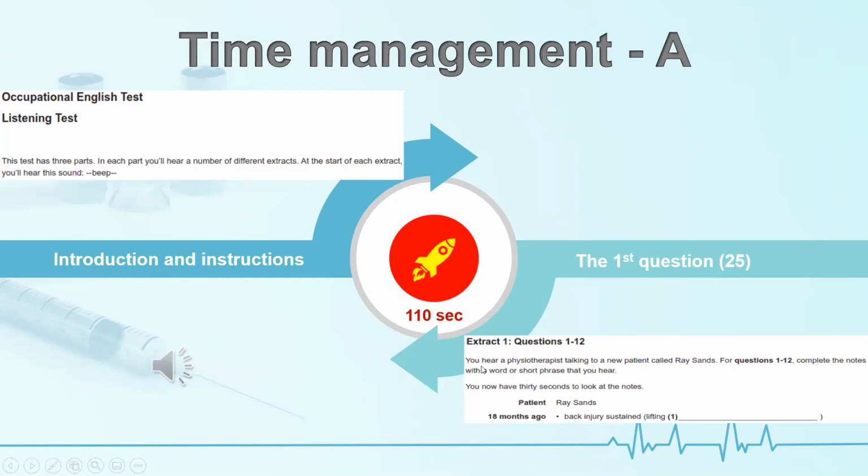You hear a physiotherapist talking to a new patient called Ray Sands. For questions 1 to 12, complete the notes with a word or short phrase. You now have 30 seconds to look at the notes. So the time is still running.